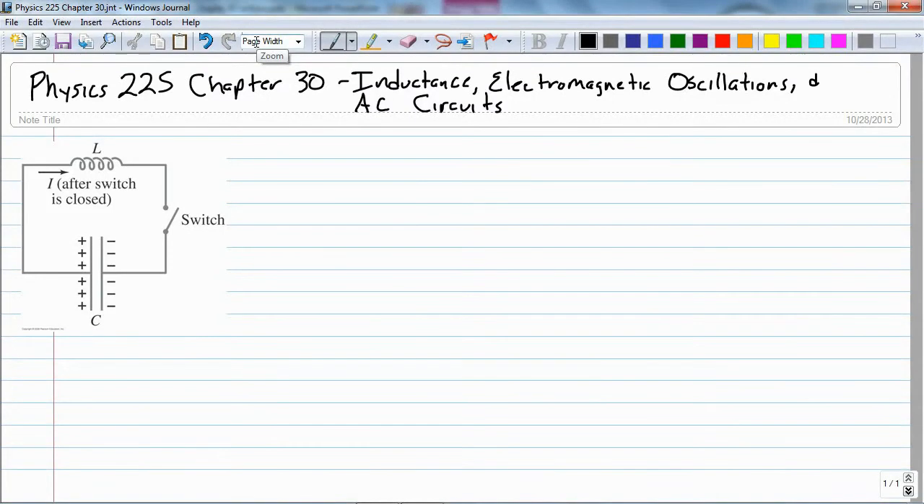In this circuit, we have a capacitor that has an initial charge, and the switch is closed at some time. And so the charges are going to want to move around through the inductor and back around to the negative side or the other side of the capacitor. As this charge moves and forms a current, the inductor is going to resist that change. It's going to build up a magnetic field.